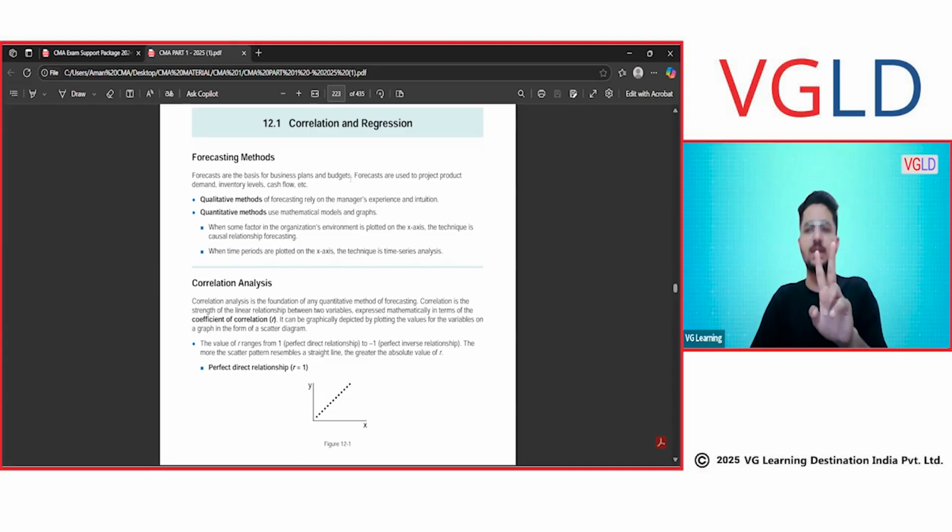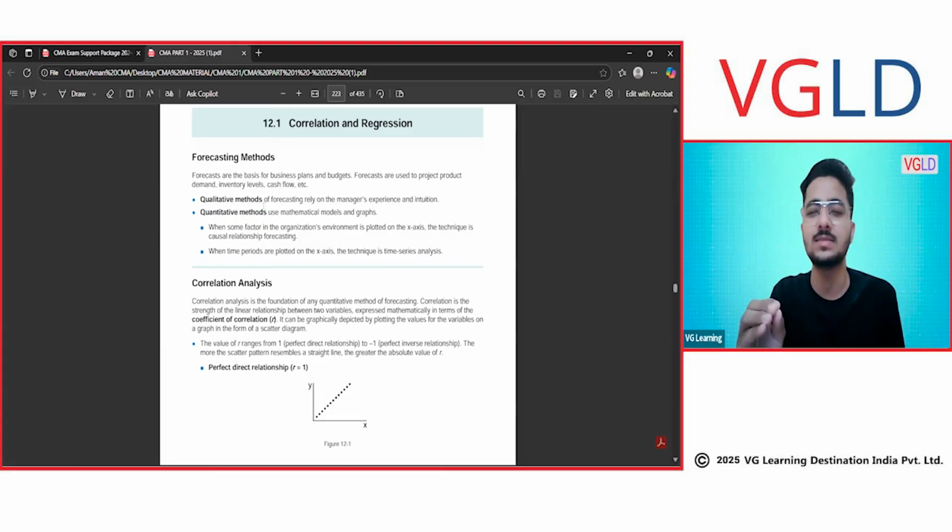So there are basically two methods. One is the qualitative method and one is the quantitative method. See, the qualitative method is something that I know from past experience, that this will be my intuition. So qualitative methods of forecasting rely on the manager's experience and intuitions. Basically, as I have been in this industry for past years, I have some experience and some intuitions, and on that basis, I will forecast. That's what the qualitative method talks about.